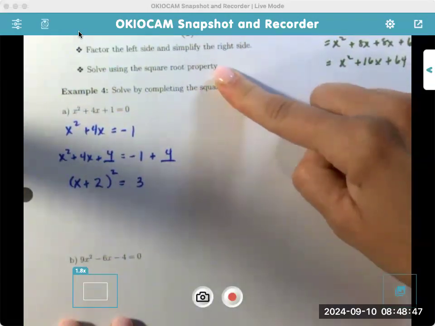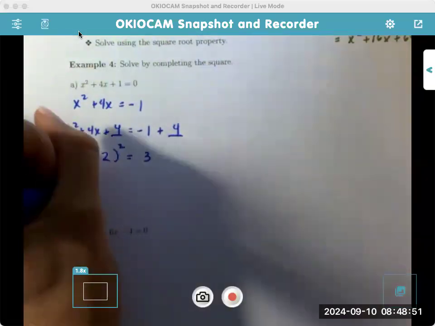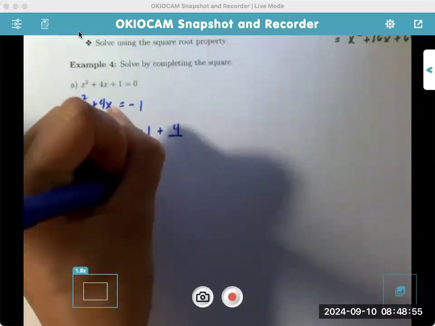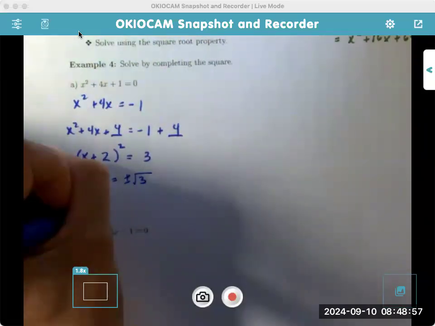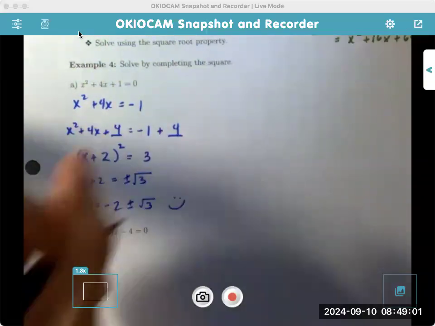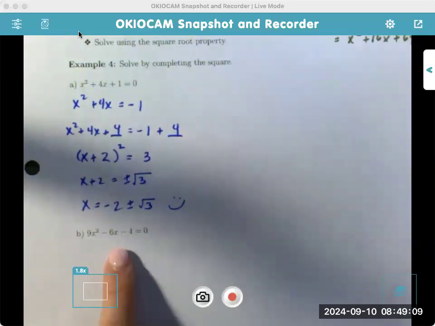Now we just keep going with the square root property. So we square root both sides. So x plus 2 is equal to plus or minus root 3, and then subtract the 2. Negative 2 plus or minus root 3. Ta-da!